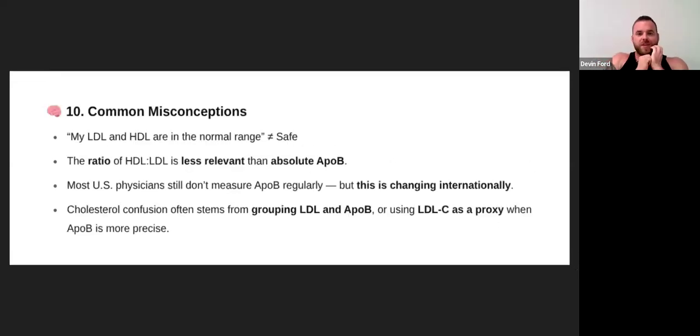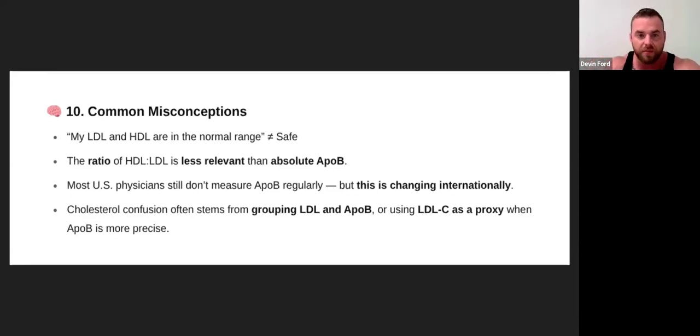So a couple little misconceptions here. My LDL and HDL are in normal range, so I'm safe. No. This is the part that I really want you guys to understand and even be able to explain to your doctors, because honestly, they may not understand this. Some doctors are brilliant with it. Some have no clue from my experience anyway. When you're looking at your blood work, when you're looking at your lipid panel, what you're going to see is LDL-C, HDL-C.